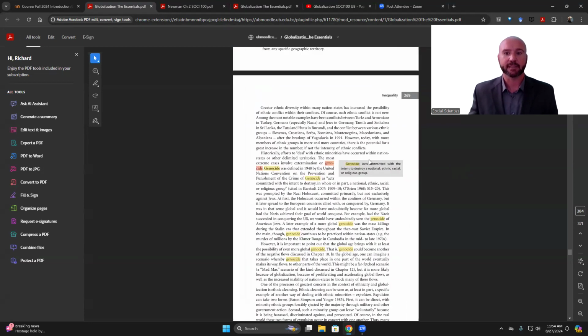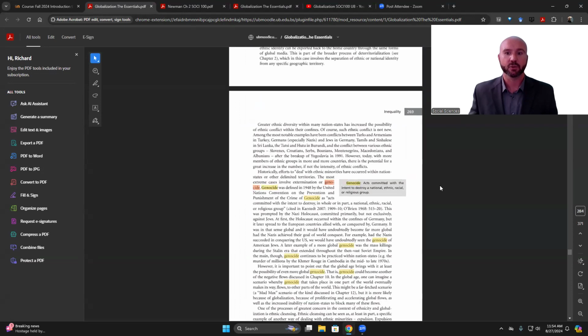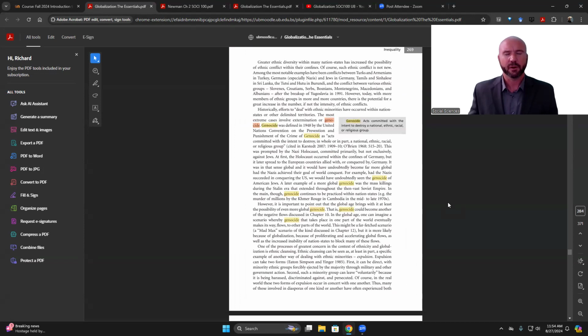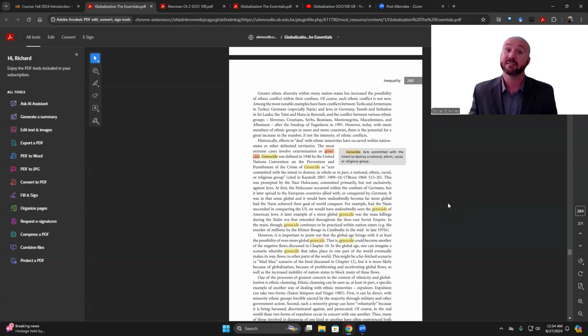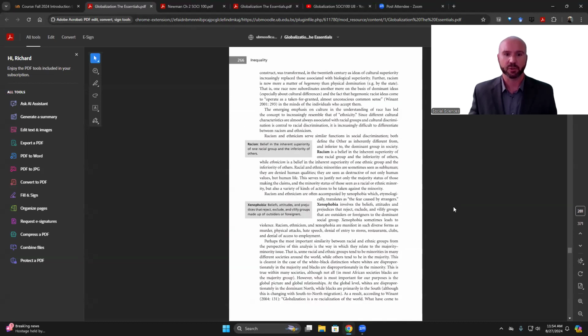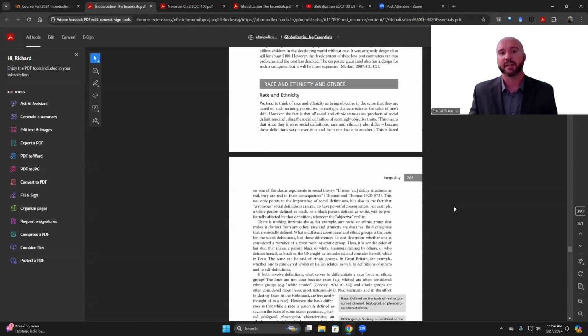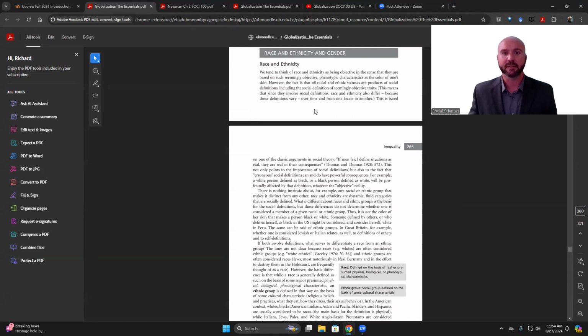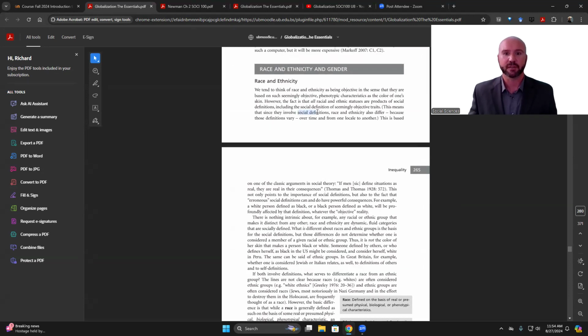So this is an act committed with the intent to destroy a national, ethnic, racial, or religious group. So what are these groups? Are they natural? Are they something that is immutable? Or are they what we call socially constructed? Most social behavioral sciences will say that these groups are socially constructed. And we have a definite and specific term for that that depends upon social definitions. So you'll see that right on page 264, social definitions.